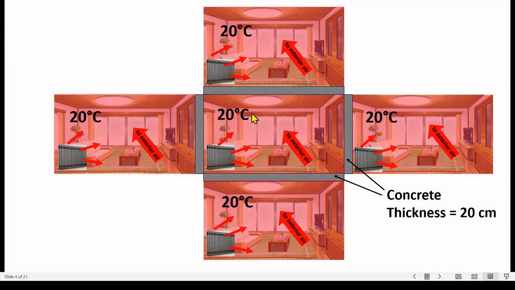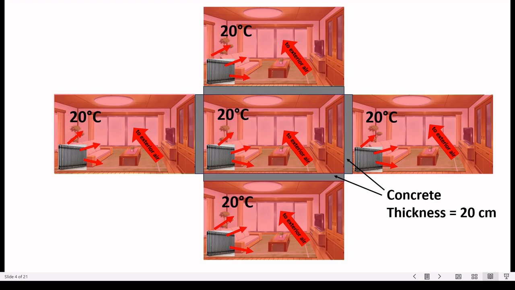First, we have a central apartment surrounded by four other apartments. The slabs are of concrete, and the walls between them are also of concrete with a thickness of 20 centimeters. All the apartments are heated at the same temperature. That means that the radiators in each apartment will generate enough heat to compensate the exterior airflow. The heat flow between apartments is zero.